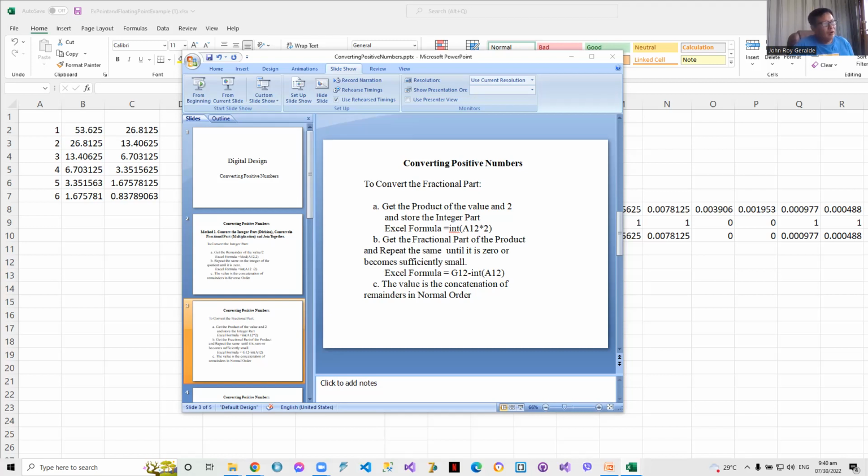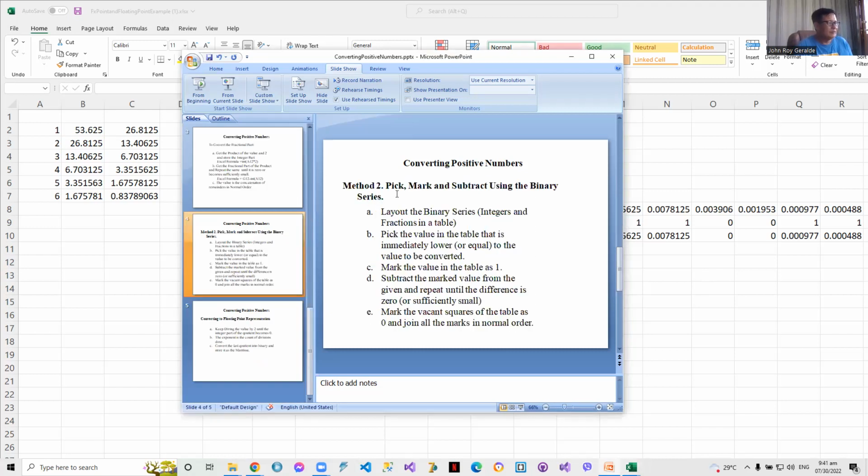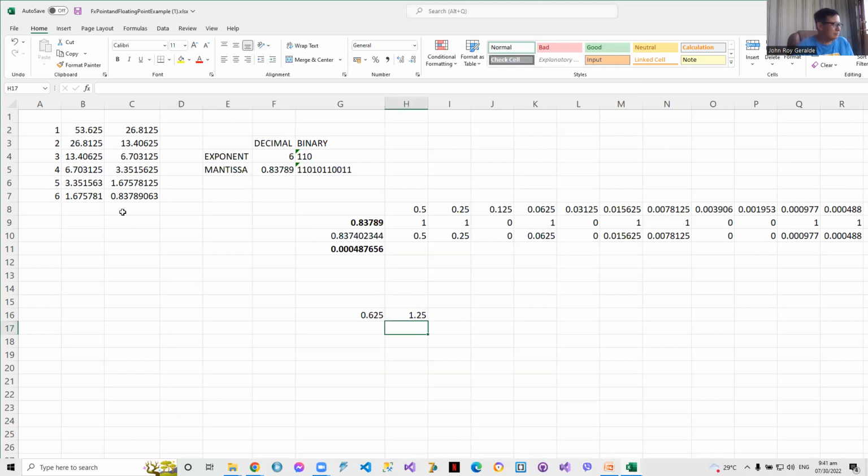So that's the way to do it, not manually. But in our case, how do we do it in Excel? Converting the positive numbers using the binary series. Is this 53.53? Okay, 53.625. Let's use this one.